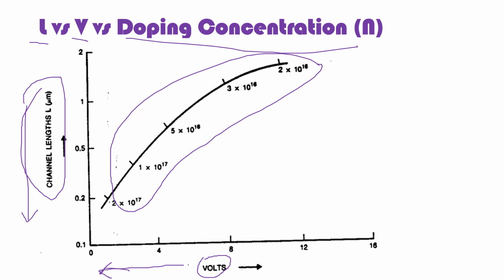It should not become like I have a playground of 1,000 capacity, but 10,000 people are allowed to enter in that. Because the channel length is decreasing and the voltage is decreasing, accordingly the number of charge carriers present should also be decreased. This is the graph which is giving us that idea.